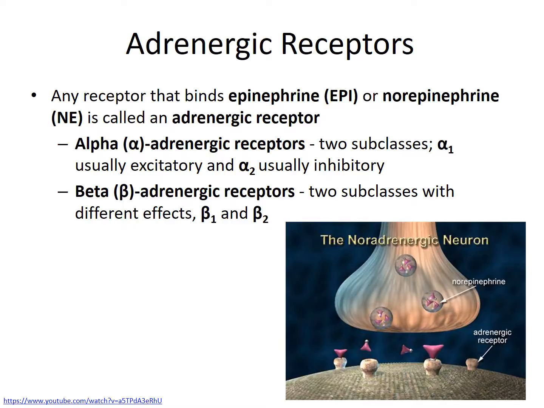We have two different classes of adrenergic receptors. We have alpha adrenergic receptors, and we have beta adrenergic receptors. Alpha 1 receptors are always excitatory, results in an excitatory response. Alpha 2 receptors are usually inhibitory.